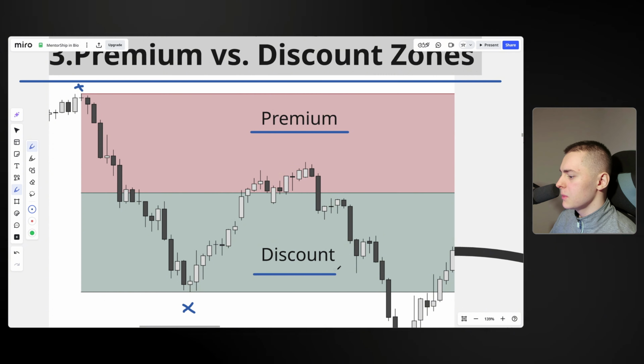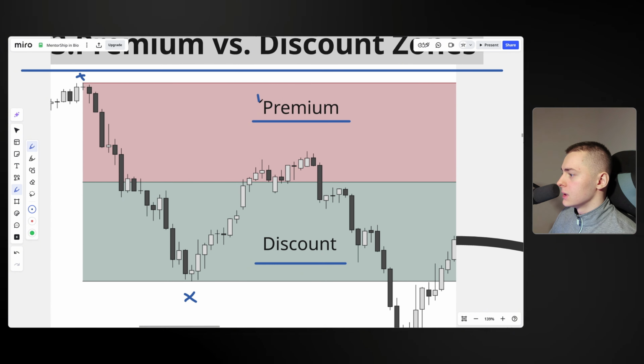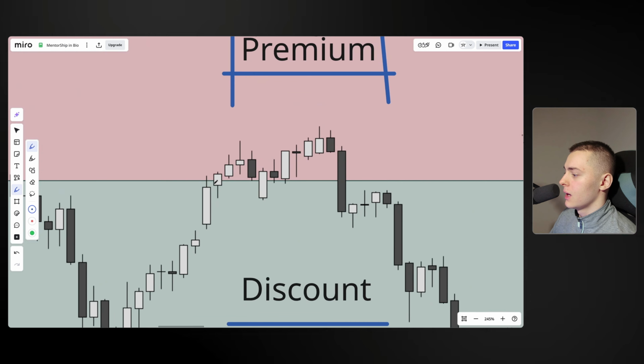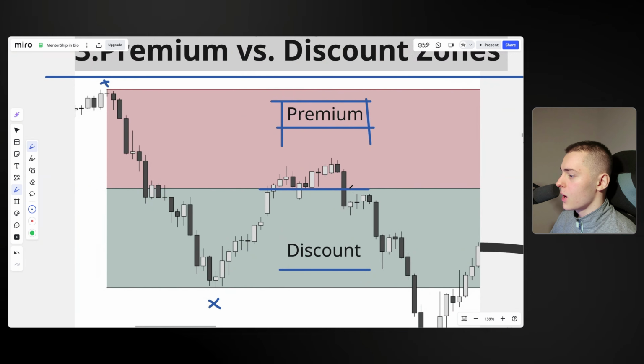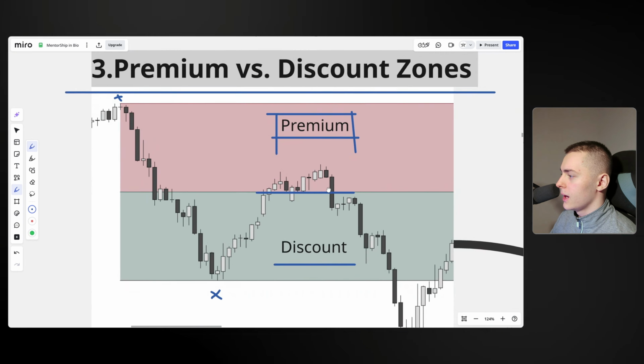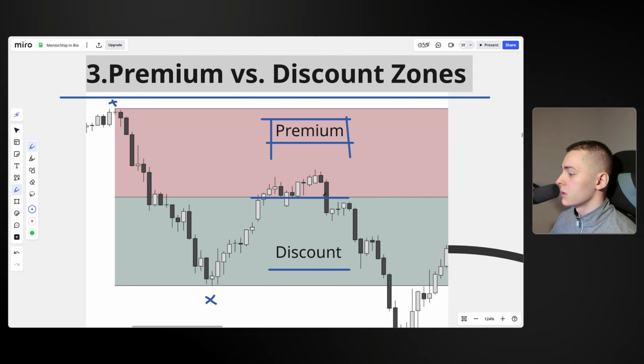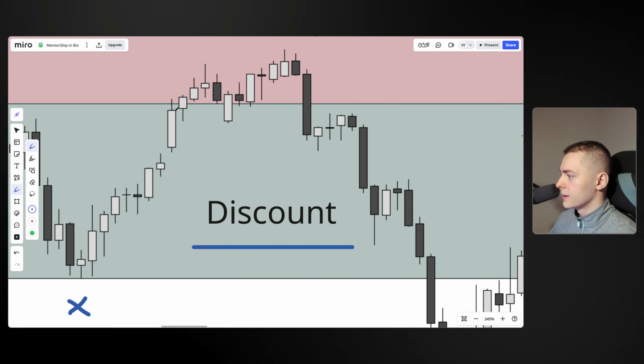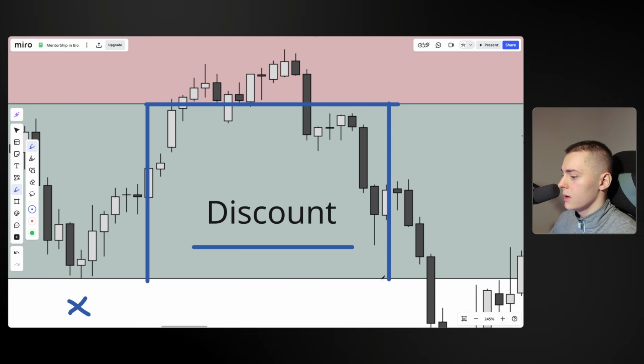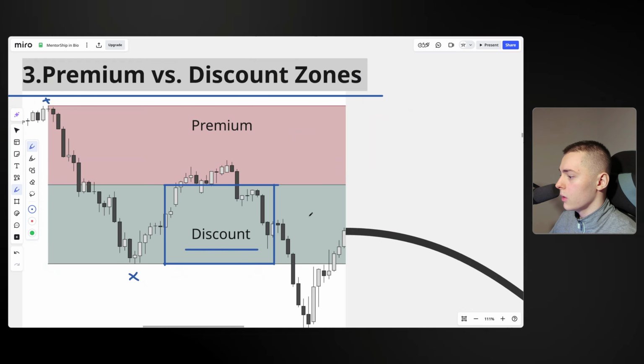But what is the premium and what is the discount really telling us? Now for the premium specifically, it is telling us that the asset that we are trying to trade right now is overvalued. So anything above this line means that the price is overvalued right now. And if something is overvalued, you want to sell it. You want to short it into the downside. And the same goes for the discount. Anything that is below the discount range, you want to buy it, so long it onto the upside.